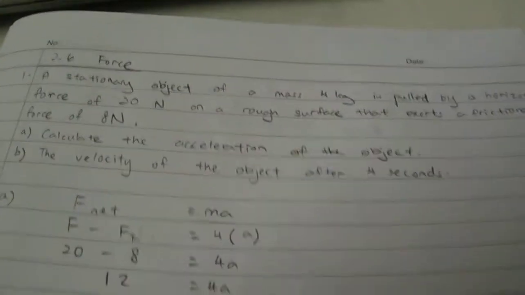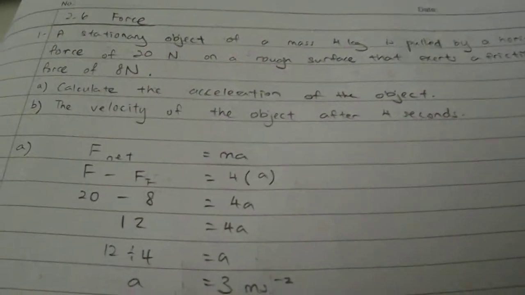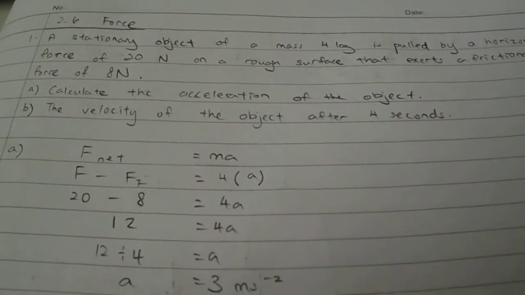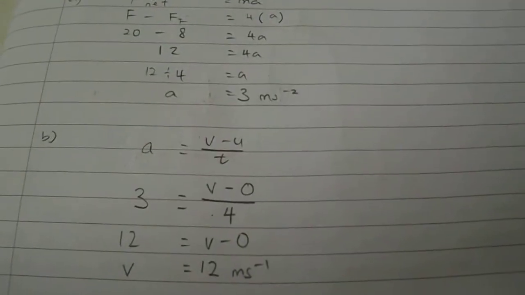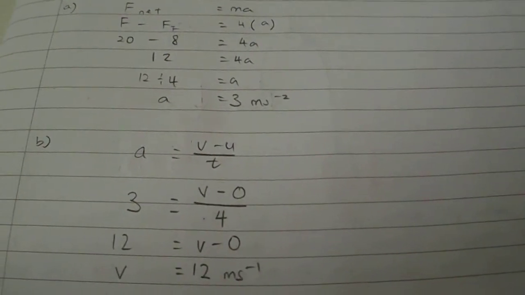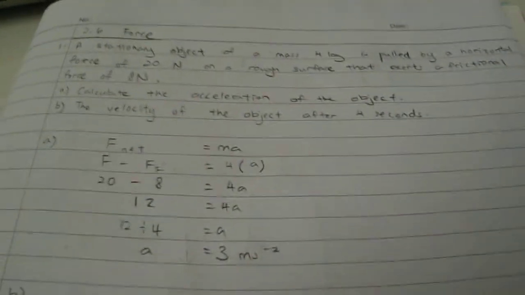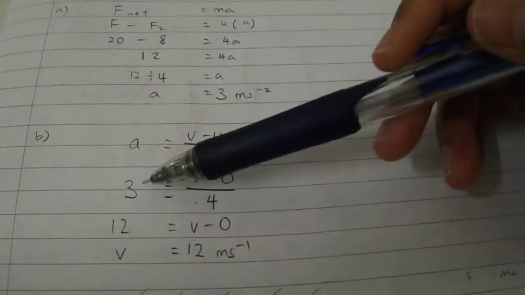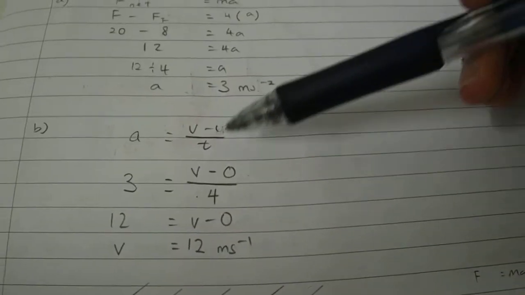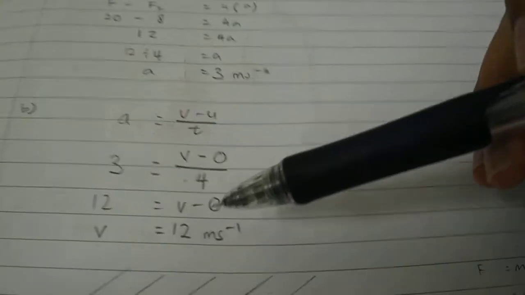So the second question is to find the velocity of the object after 4 seconds. To solve this question, I used the acceleration formula, where a equals v minus u over t. Since the object was at rest, it was stationary before this, its initial velocity was 0, and acceleration is 3 because I calculated it here, and the time taken was 4 because they said after 4 seconds. So bing bang boom, you get 12 m/s^-1.